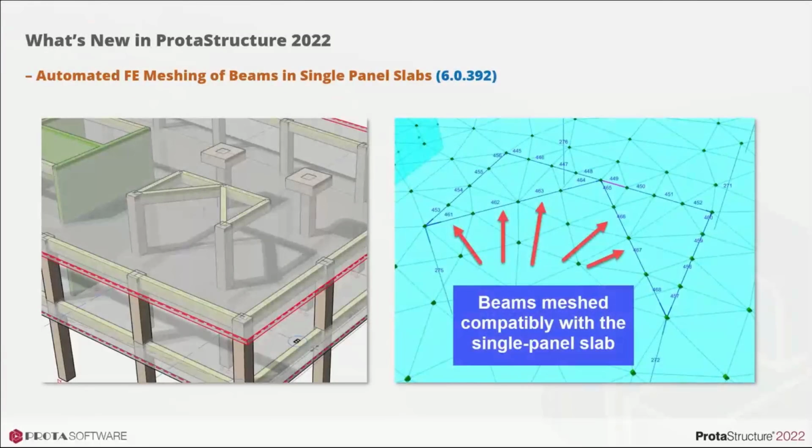And as an extension to that, when you insert beams inside a single slab panel, these beams can now be meshed automatically with the slab. In the previous version, the beams had to be on the slab boundaries, but now this necessity is removed with the latest version, and you can now freely insert beam members inside the slab panels, and they will be automatically meshed.